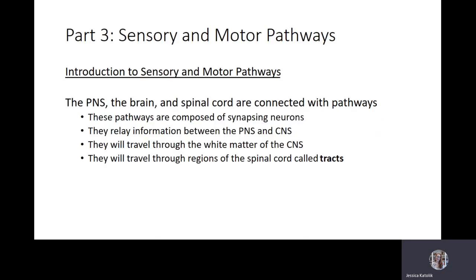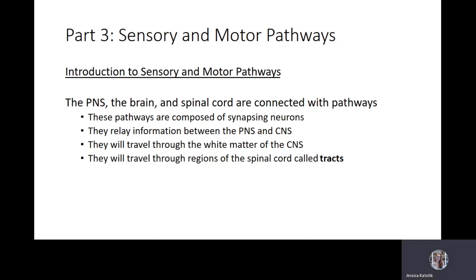So these pathways are going to connect the peripheral nervous system, the brain, and spinal cord. And really, these pathways are composed of synapsing neurons. And these synapsing neurons are going to relay information back and forth between the peripheral nervous system and the central nervous system. Specifically, information from the peripheral nervous system is going to come into the spinal cord and go to the brain, or the brain is going to send information through the spinal cord and then into the peripheral nervous system to cause motion.